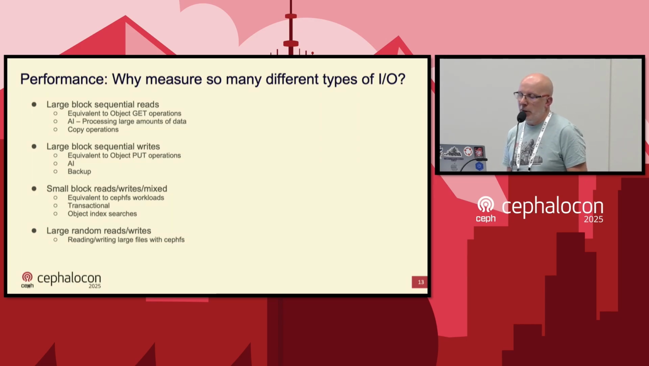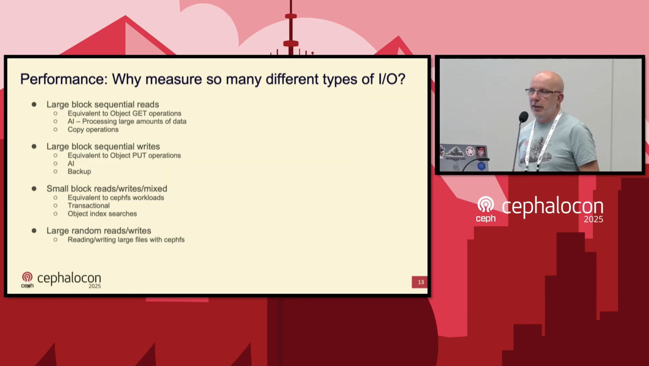Small block reads and writes and mixed are equivalent to what most file systems would actually be issuing to your storage, and transactional workloads. And large random reads and writes are equivalent to reading large files in Ceph.